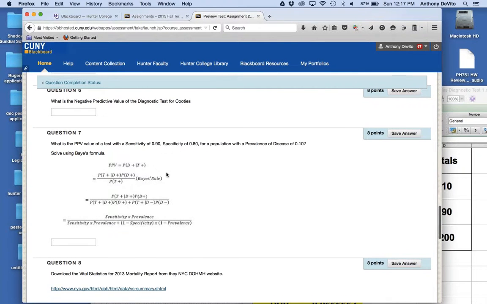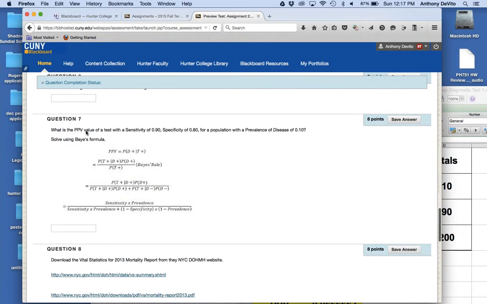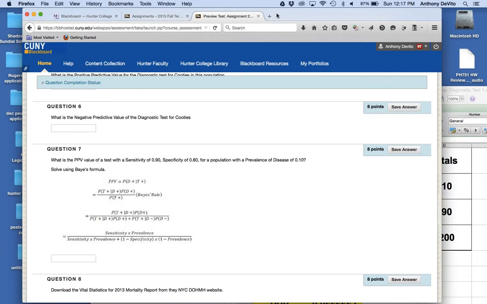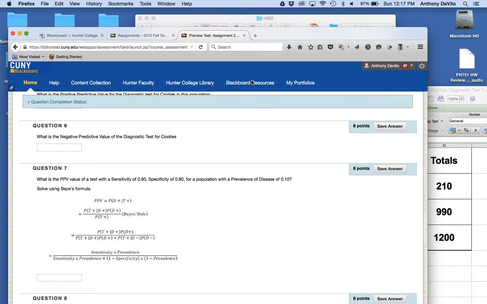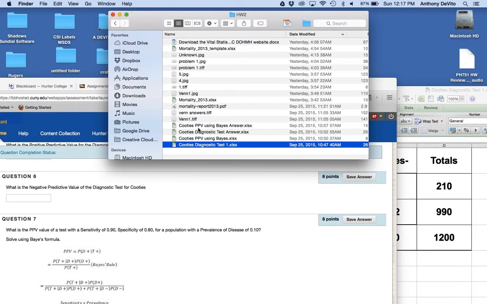Okay, so now let's see what the next question is. Oh, in fact, it comes up right now. Question 7. What is the positive predictive value of a test with a sensitivity of 90%, a specificity of 80%, and a population prevalence of 10%? And I think I gave you a starting point for that in Excel. Let me go back there and see if I got it.